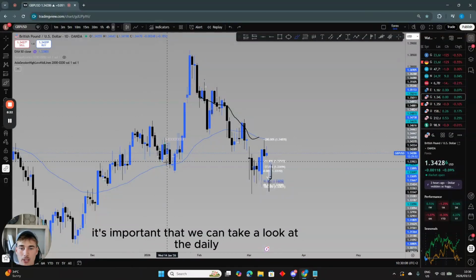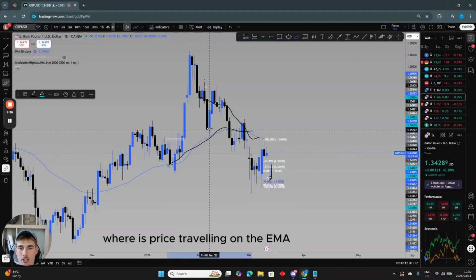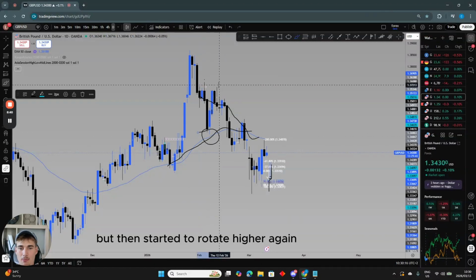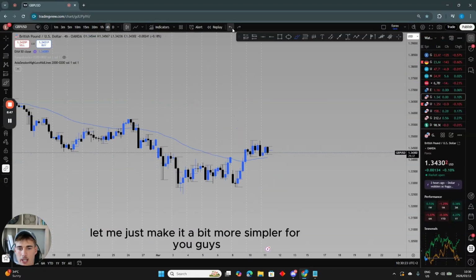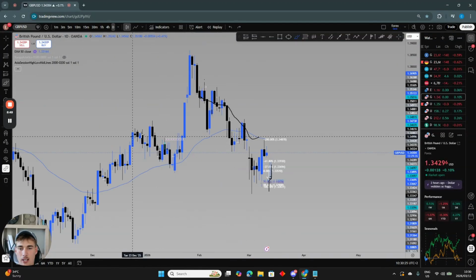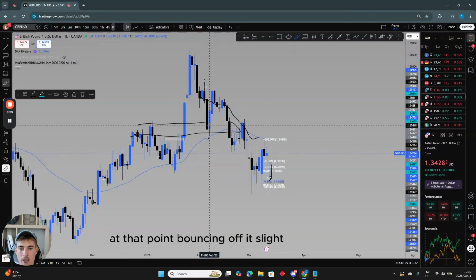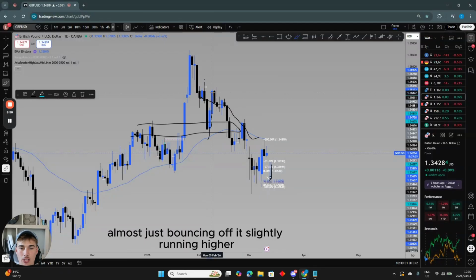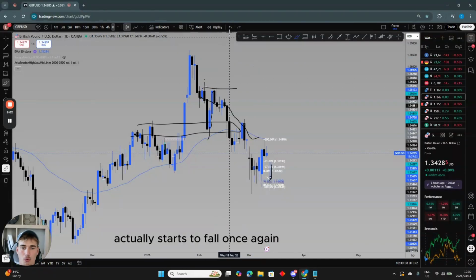Why? Because the market doesn't just go straight up, it likes to pull back. So it's important that we take a look at the daily and see, when we're identifying our trades, where is price traveling on the EMA? We can see the first time it pulled back, it almost tapped EMA, but then started to rotate higher again, basically in a support and resistance zone, as we can draw out there. Let me just make it a bit simpler for you guys. A little bit of a support and resistance zone with EMA at that point, bouncing slightly off it, running higher, but it does not hold price and start to rotate higher. It actually starts to fall once again.